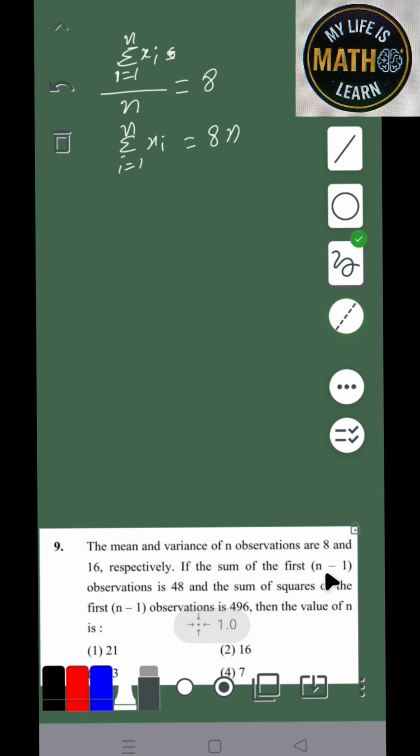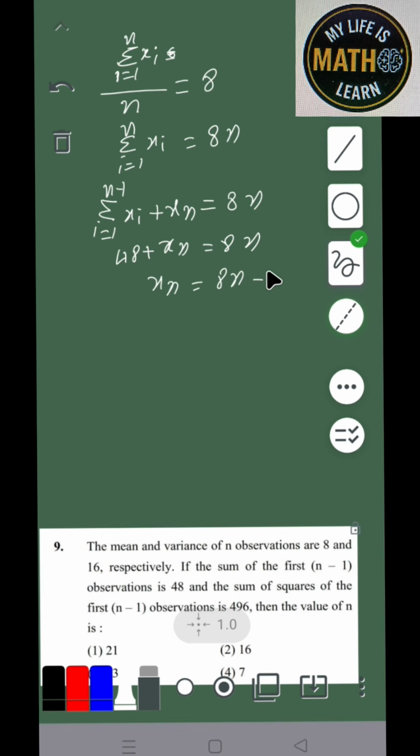Now the sum of the first n minus 1 observations is 48. The sum of the n minus 1 terms, so I will write it like this, plus xn is equal to 8n. So xn, the value 48 is given. So 48 plus xn is equal to 8n. So xn is equal to 8n minus 48, which is equal to 8 times n minus 6. It is the first output.